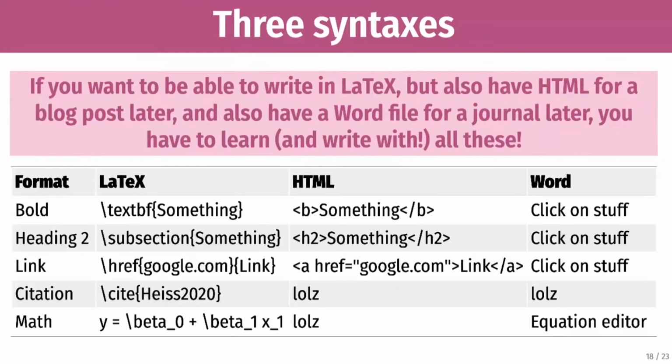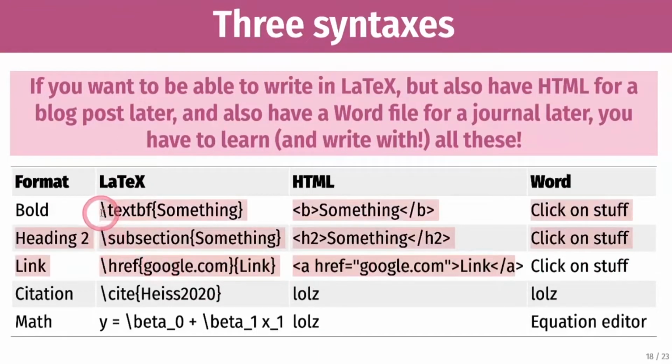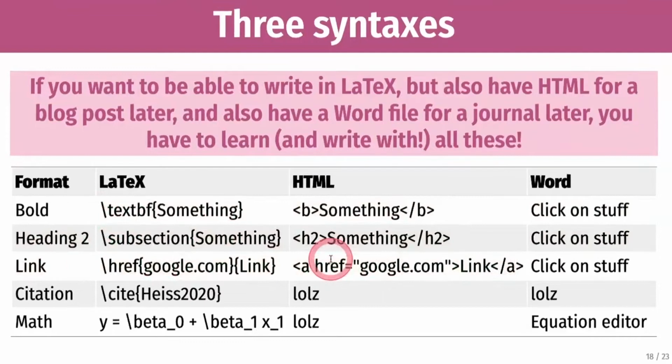You also have to know how to use all 3 of those programs and how to type in them. So like if you want something to be bold, in LaTeX, you have to type this miserable thing, this text BF, curly brace, the thing you want to be bold, closing curly brace. In HTML, you use these tags. In Word, you just click on the B button or press Control B. To make something a heading, you click on stuff. To make something a link, you click on stuff, or you use this HTML stuff. You have to know the syntax for all of that, and that's a lot of things to learn.